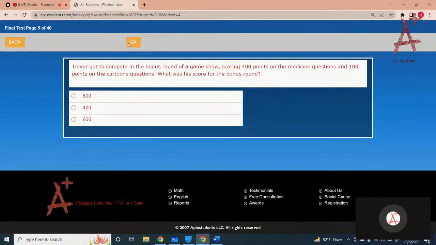Okay, the next one is: Trevor got to compete in the bonus round of a game show, scoring 400 points on the medicine questions and 100 points on the cartoon questions. What was his score for the bonus round? The total bonus points is just adding all the bonus points. So 400 plus 100 is 500. That means the total bonus points are 500. Got it? Select the correct option and click on the OK button.